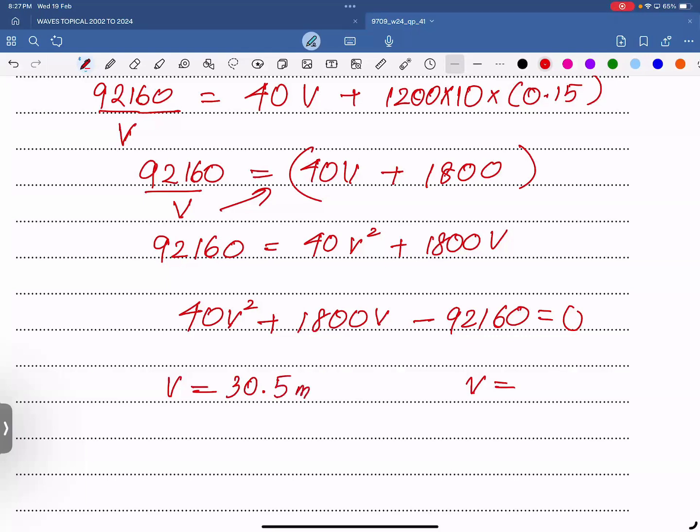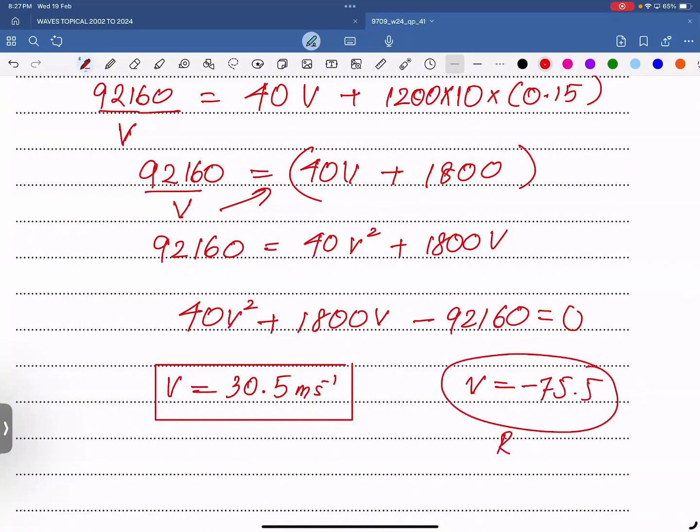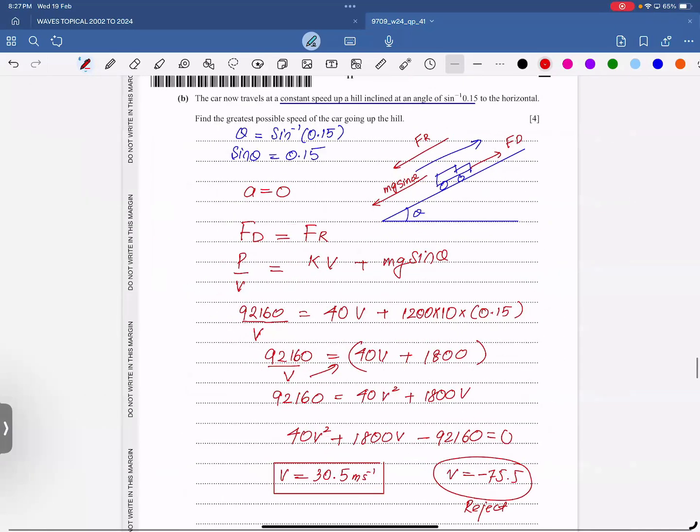30.5 meters per second, minus 75.5 you will reject it. So the maximum possible speed while moving up is 30.5 meters per second. That was a good question.